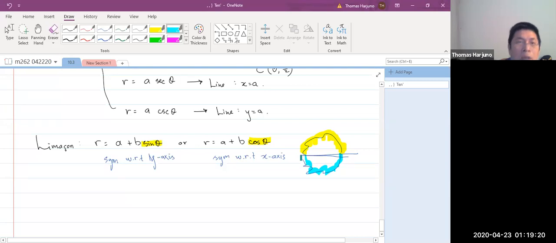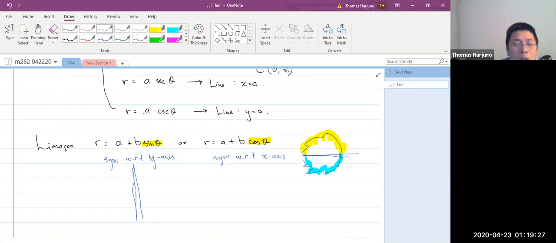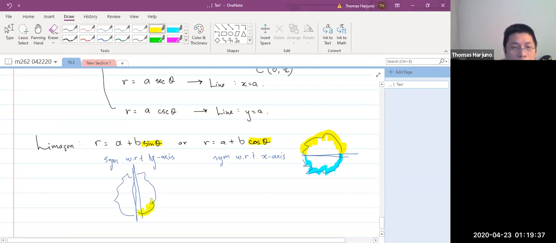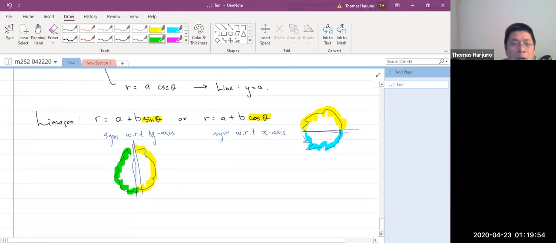Okay, while if it is symmetric with respect to the y-axis, then whatever the graph is on the right-hand side, that's the graph you have on the left-hand side, right? So our plan will be to find the graph from quadrant 4 to quadrant 1, and copy-paste, flip that to quadrant 2 and quadrant 3. Okay, that's our plan. Now, suppose for example, I have the following question.